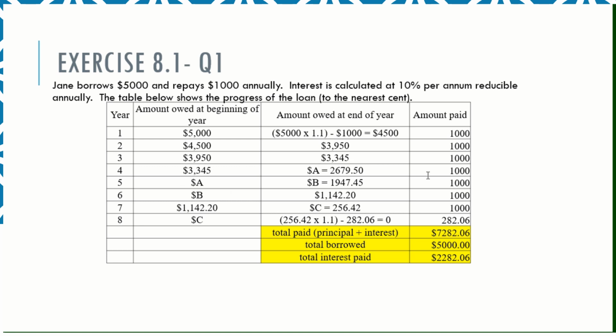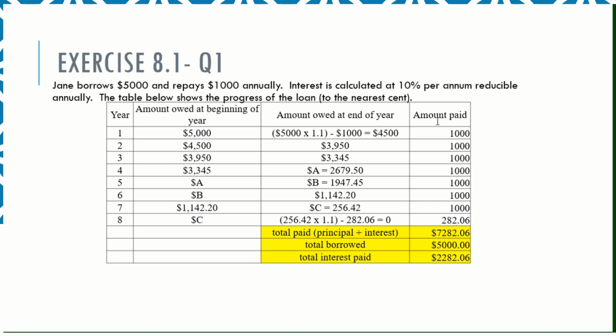So same thing, how to get this A value? 3,345 times 1.1 minus 1,000. You will get this value. Okay, so this value will come down here. Then how to get the next value? Okay, so you will just work it out the same way until your owing comes here. Let's say it comes here right now. Your final owing is 256.42, isn't it? So 256.42 is what students always say, oh, that's my last payment. No, 256.42 will come here. You must pay interest on it. So 256.42, you times 1.1, it will be 282.06.